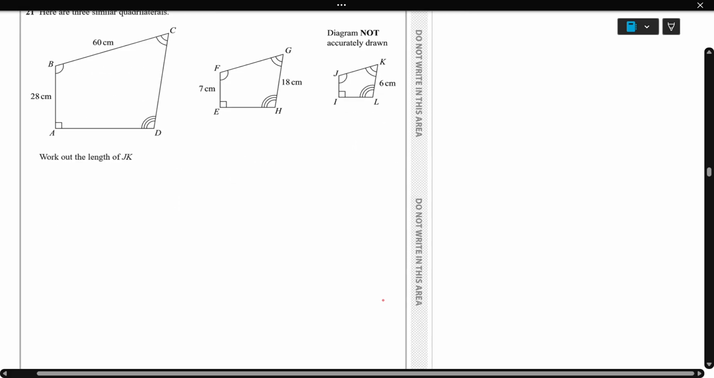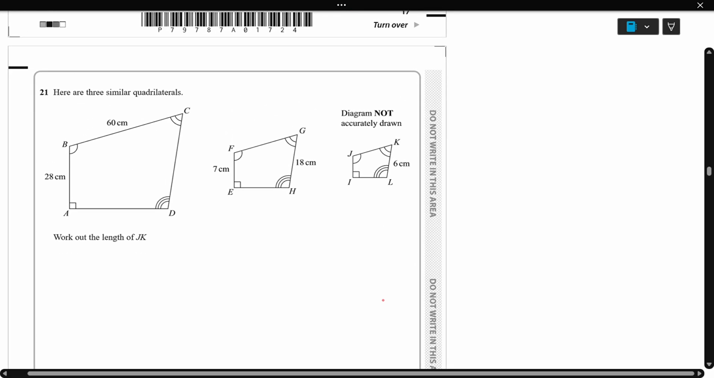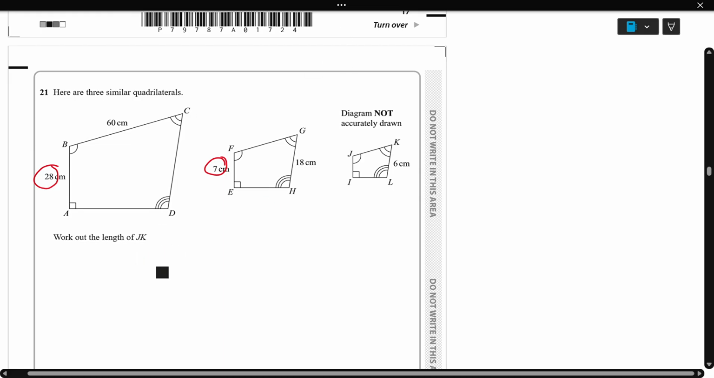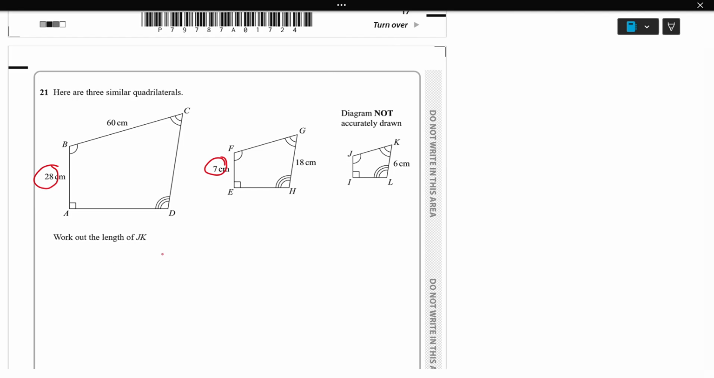Next, question number 21. Here are three similar quadrilaterals, similar, so it's the same ratio. So this one, 28 becomes 7. So 28 divided by 4 equals 7. So that means from the first to the second one the sides are divided by 4. So all the sides the same, so 60 divided by 4 is going to be 15. So here we'll get 15.